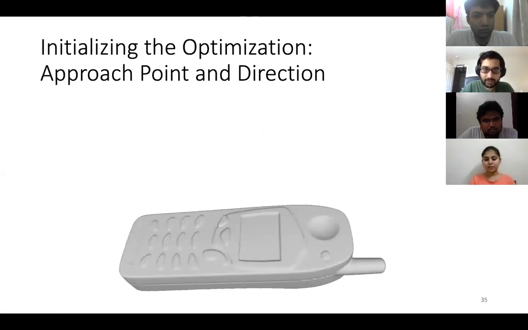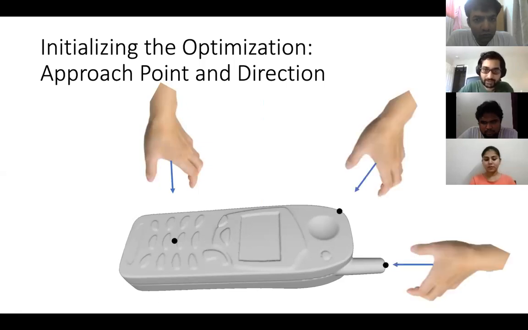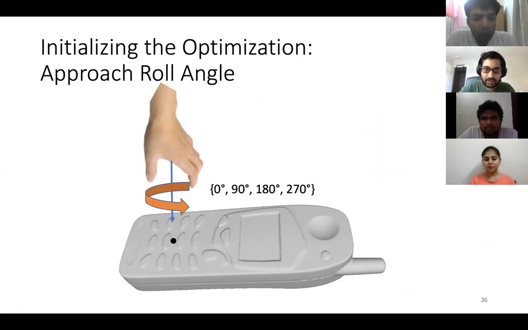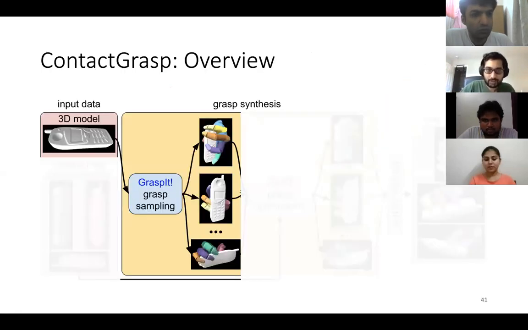I should mention, to encourage diversity in all these randomly sampled grasps, we initialize with many different approach points all over the object surface, and then approach directions, so rotation around the approach vector, and then the approach distance as well. From each of these initial conditions, we start the grasping software, and for each of them, we get a few final grasps, and all of them are collected.